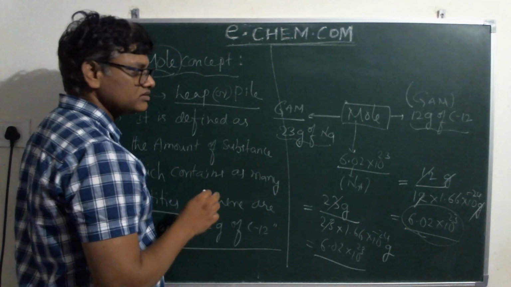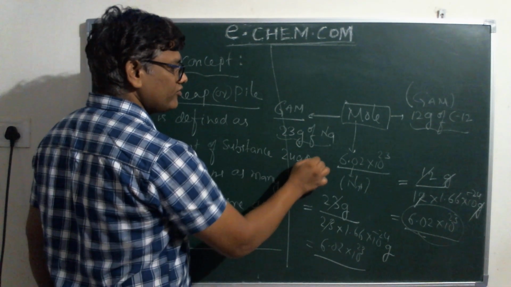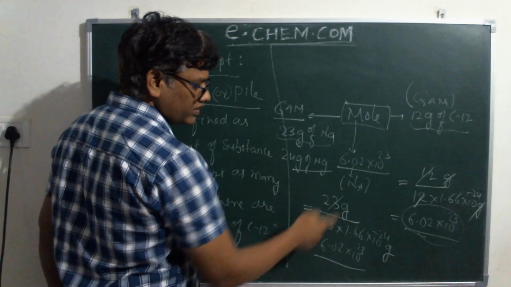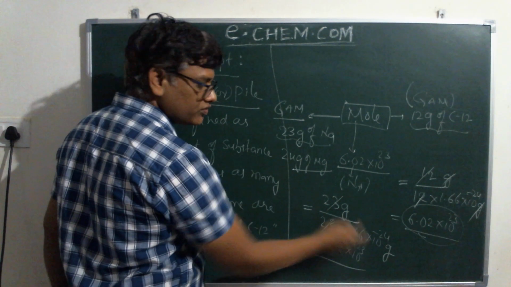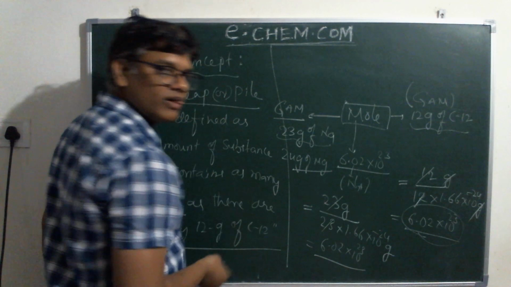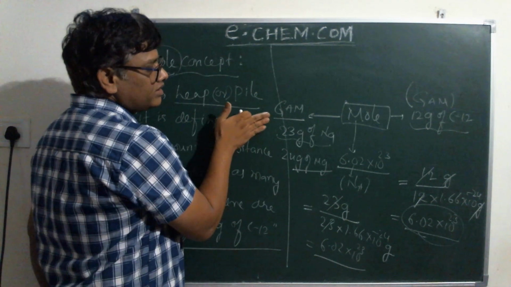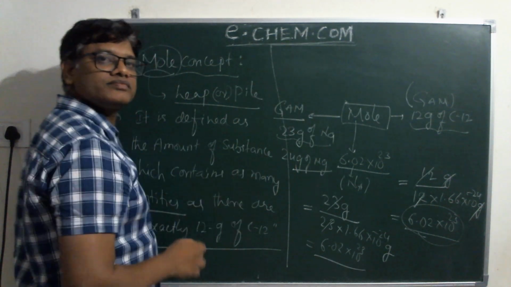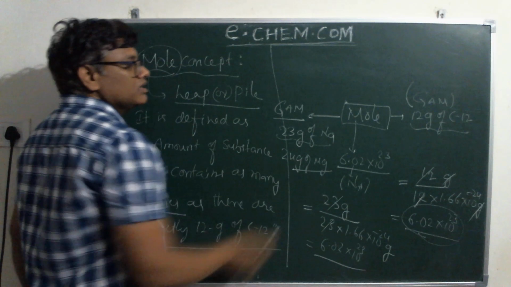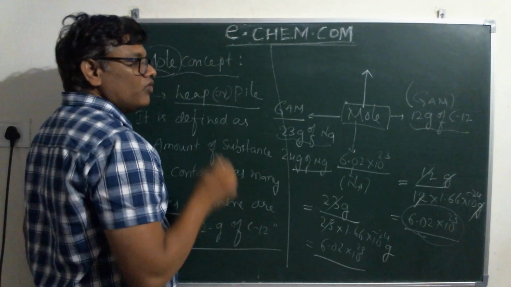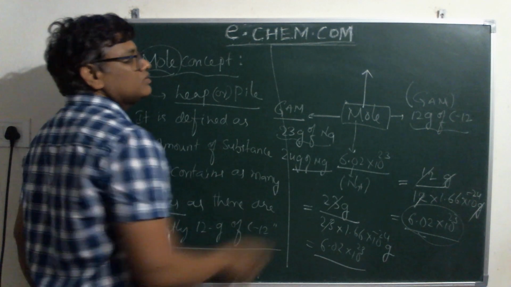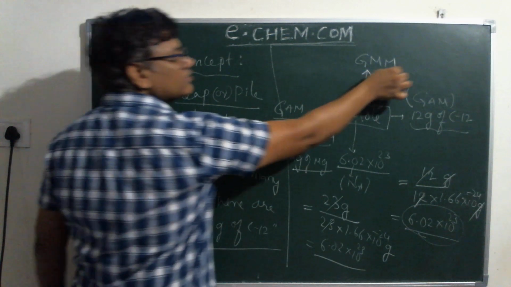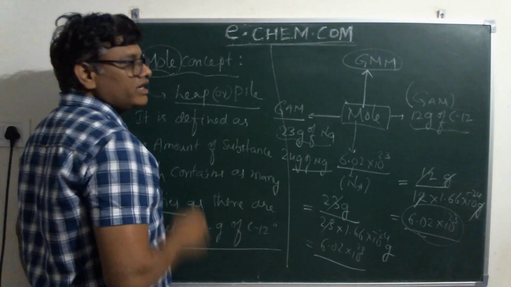Any element you can take. 24 grams of magnesium if you take, it consists of Avogadro number of magnesium atoms. 24 divided by 24 into 1.66 into 10 power minus 24, and 24 gets cancelled, you get the same number. So any element gram atomic mass consisting Avogadro number of atoms is equivalent to 1 mole. Similarly, 1 mole is equivalent to 1 gram molar mass. Gram molar mass of any substance is equivalent to 1 mole.